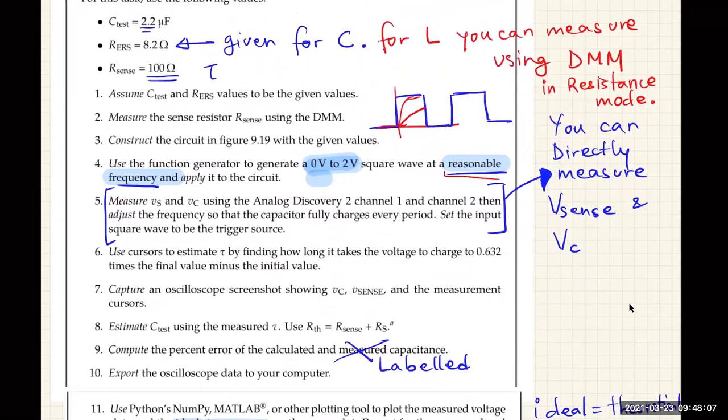Right. So step 7, you're going to capture the oscilloscope screenshot and show measurements for tau, as you did in step 6. And in step 9, you're asked to compute the percent error for the calculated capacitance value against a measured capacitance. So cross off this "measured" and replace it with "labeled capacitance." Basically the labeled value is this 2.2 microfarads. You cannot measure the capacitance since you do not have an LCR meter, but you can compare it to the labeled capacitance value.